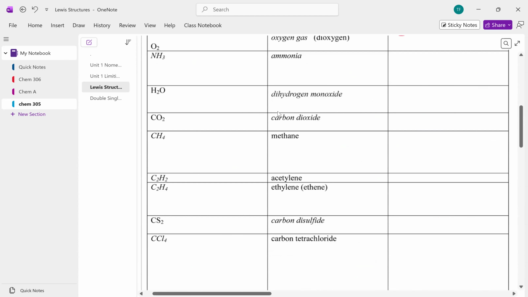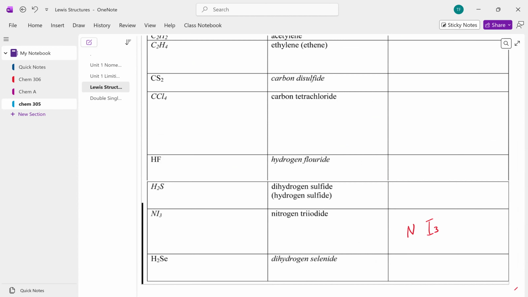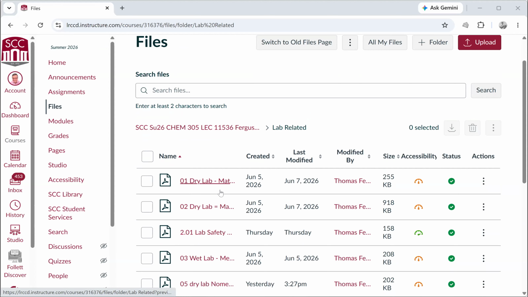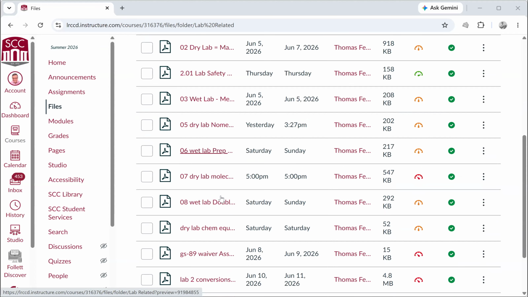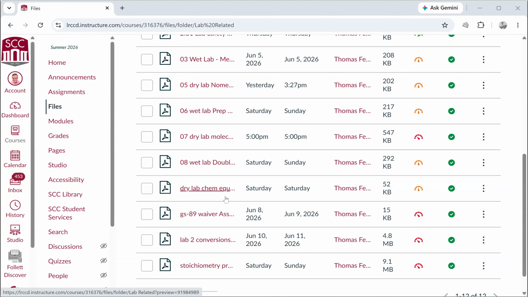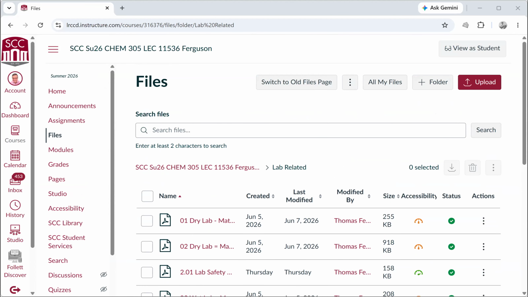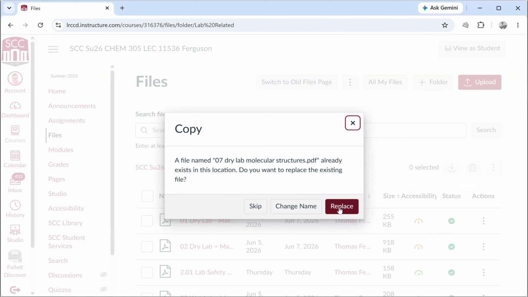Now, why don't I have a stop share? Yeah, I'm in files, lab related. Oh, it's already there about that.